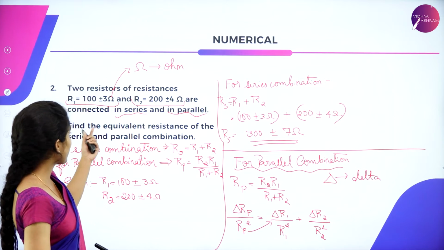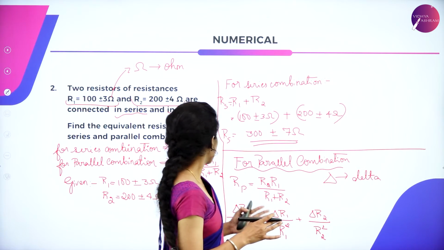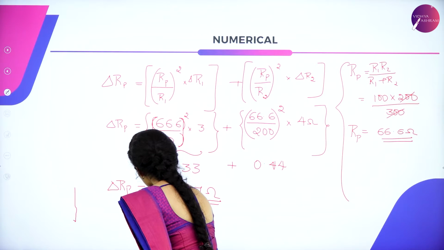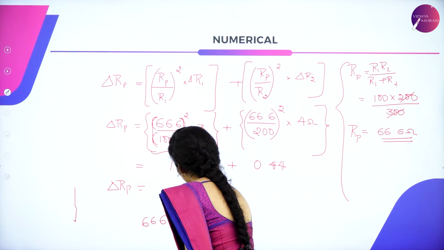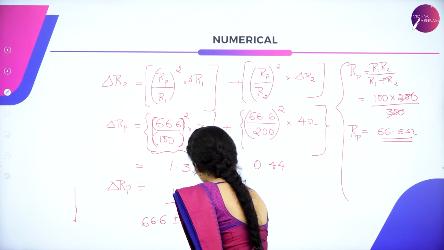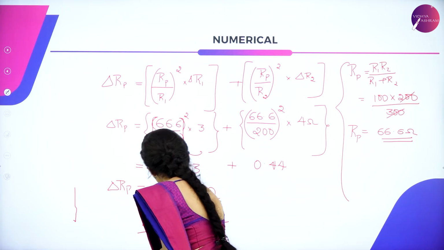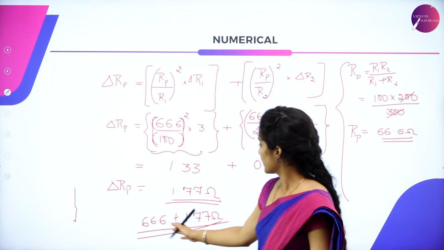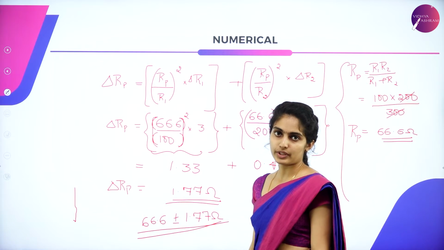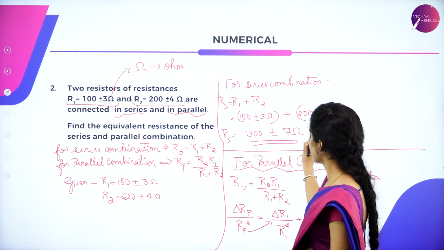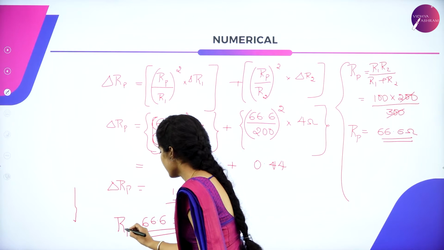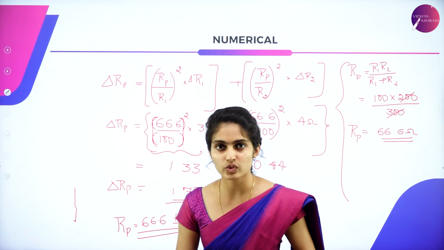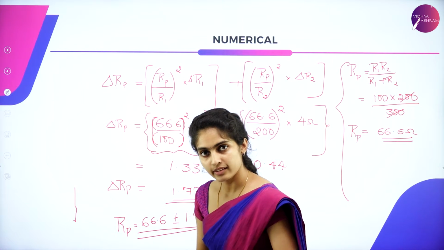So on the whole, find the equivalent resistance of the series and parallel combination. Together we can write it as 66.6 plus or minus 1.77 ohm, the complete resistance of resistors 1 as well as 2 in case of parallel combination. You have already done the series combination. This is the parallel combination. So the first rule is over, the second rule is over. Now let us study the third rule.